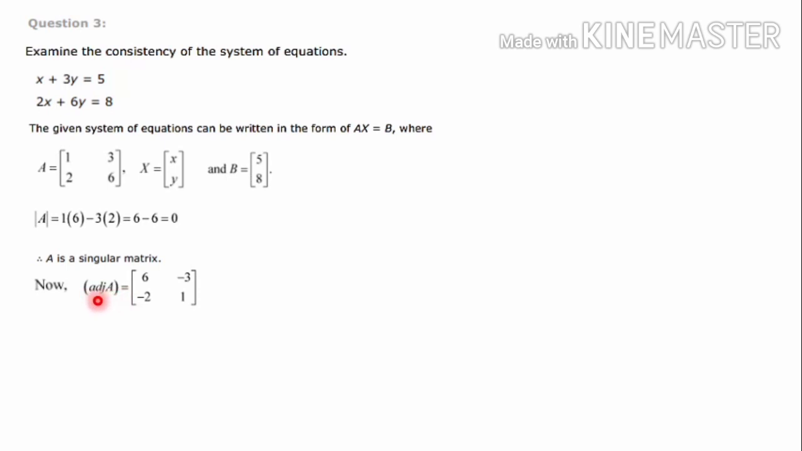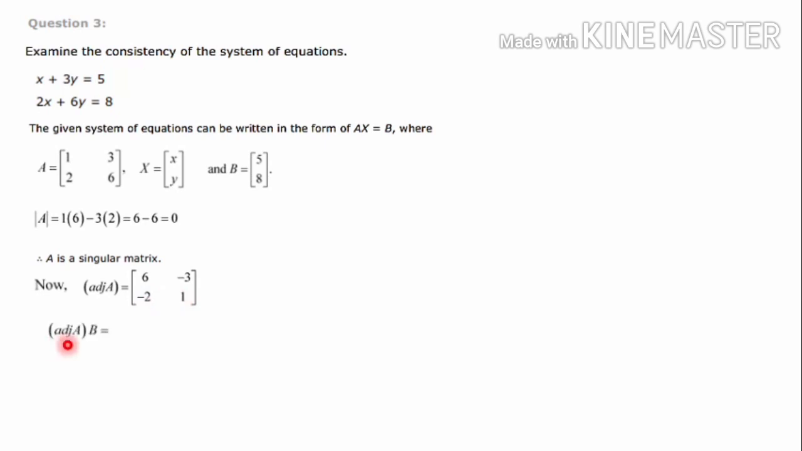We know the shortcut for calculating the adj A for a 2 by 2 matrix. Here the matrix A is 1, 3, 2, 6. The shortcut for adj A is first interchange the main diagonal elements, that is 1 and 6 we have to interchange. That here comes as 6 and 1. And for the second diagonal elements we have to change the sign. Here 3 and 2 are the elements, both the signs are positive. We have to change the sign as minus 3 and minus 2. So adj A we have got 6, minus 3, minus 2, 1.